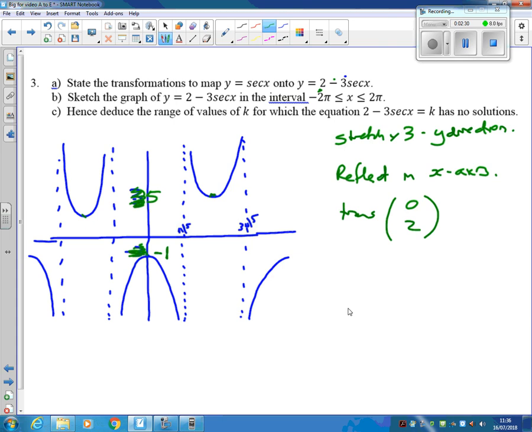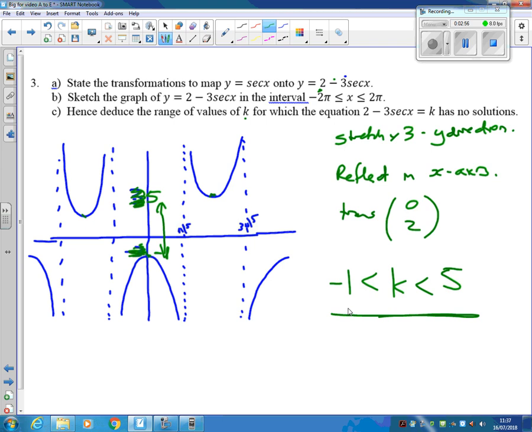Hence deduce the range of values for k for which it has no solutions. So there's no solutions in between here, is there? So there's no solutions between 5 and minus 1. You get a solution at minus 1, so it is strict. You get a solution at 5, so it is strict. So there's the answer to the last part.